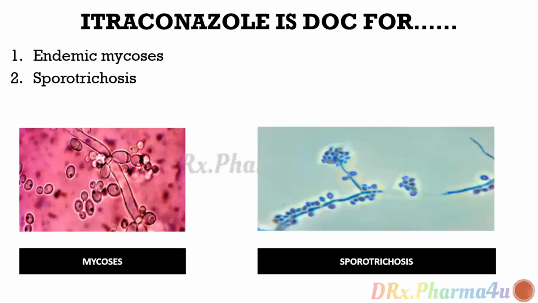Today we are going to talk about itraconazole. So itraconazole is also an azole antifungal. It is a drug of choice for some specific kind of fungal infection. So one is called mycosis. So mycosis is a kind of fungal infection, and sporotrichosis, which you can see in the pictures.